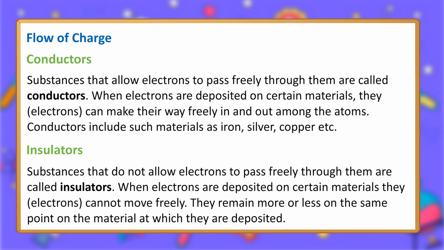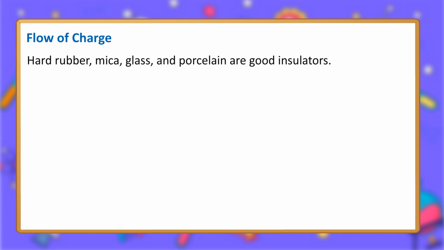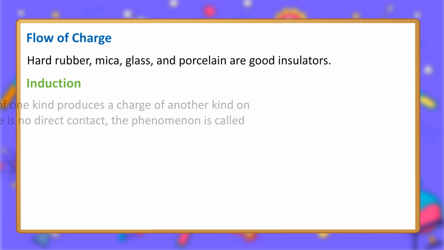Insulators. Substances that do not allow electrons to pass freely through them are called insulators. When electrons are deposited on certain materials, electrons cannot move freely. They remain more or less on the same point on the material at which they are deposited. Hard rubber, mica, glass, and porcelain are good insulators. Induction.